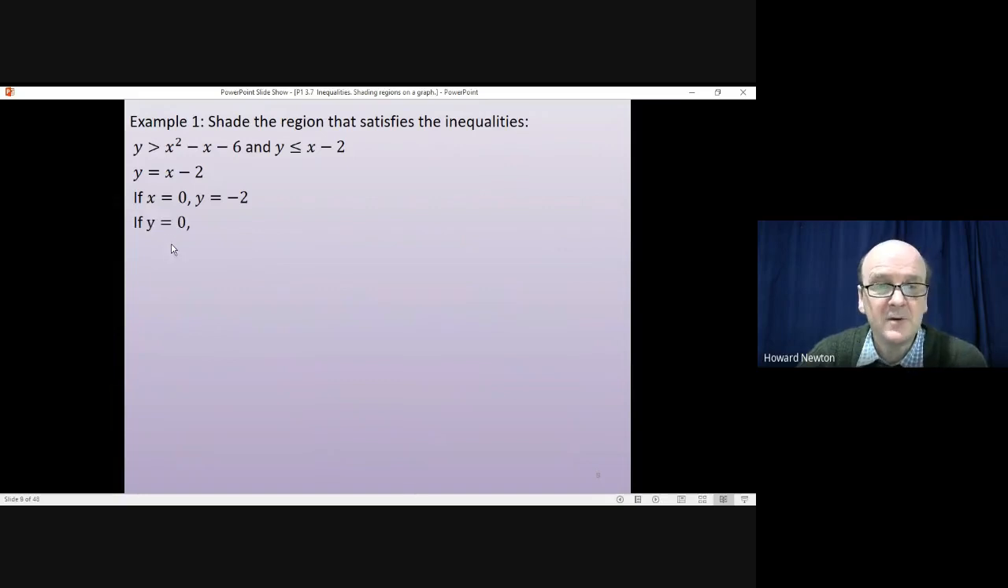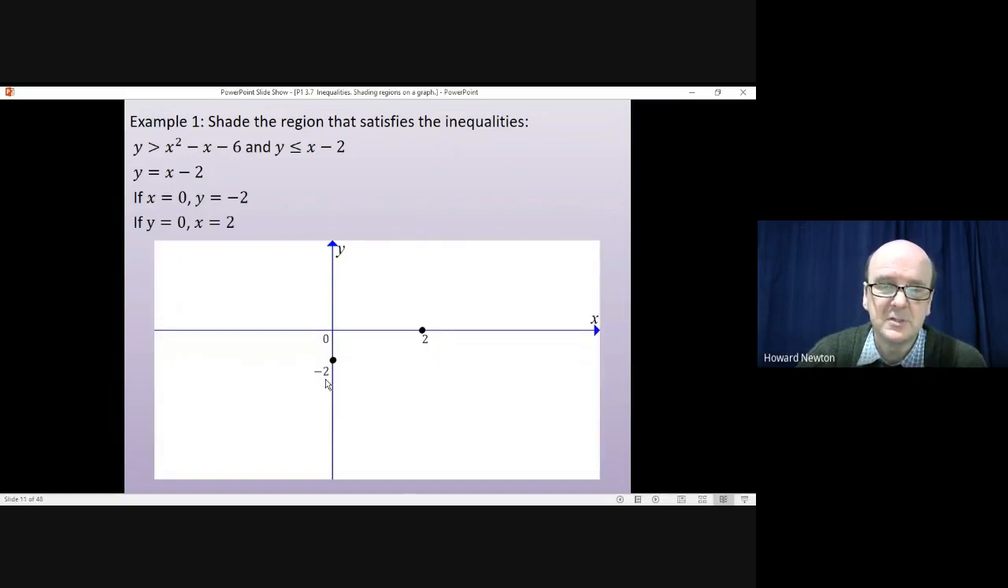If y equals 0, then x equals plus 2. So that'll be the crossing point on the x-axis. That'll be those 2 points. Because it's a straight line, we don't need to know anymore. We can join those together, and that should be the straight line we get, y equals x minus 2.